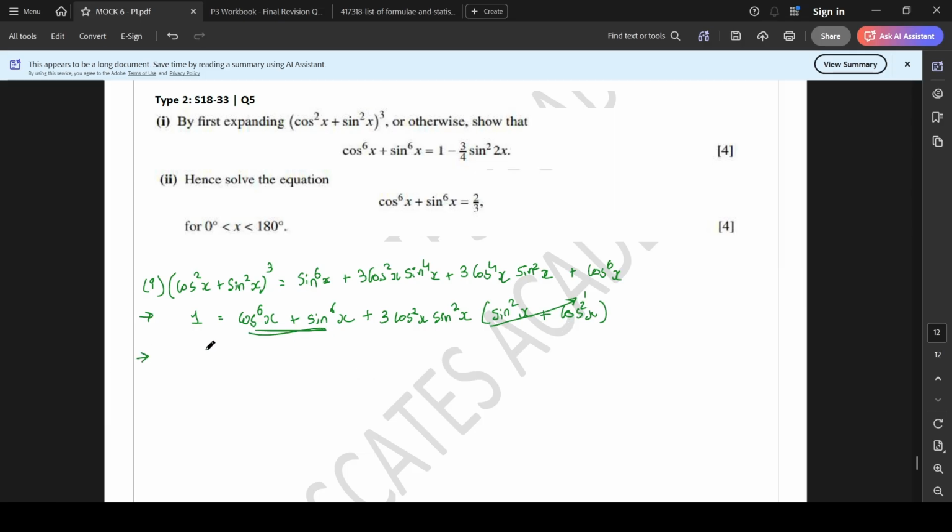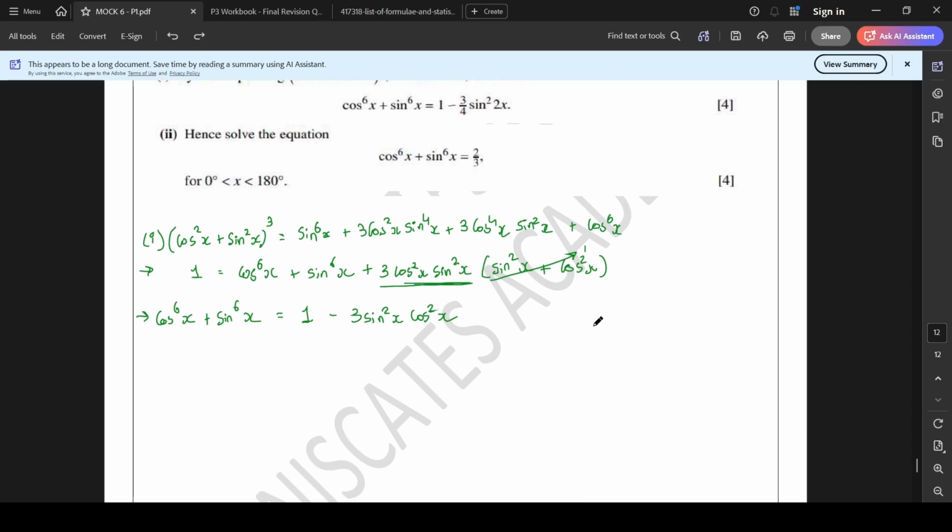I can keep this on one side as they want that on one side. Cos power of 6x plus sine power of 6x is equal to, I'll take 1 on the other side and shift this to the other side, which is minus 3 sine square x cos square x. Now, if you're aware about the double angle formula of the sine 2x, because we also want sine 2x in the equation, I can think about how can I convert sine square x cos square x into the format of sine 2x, or I should say sine square of 2x.